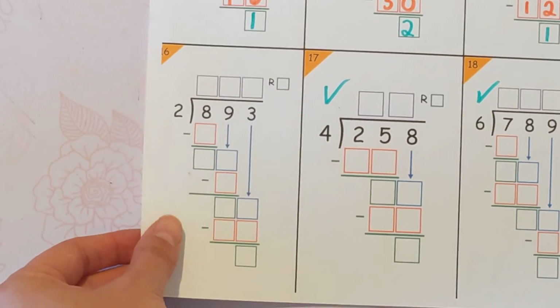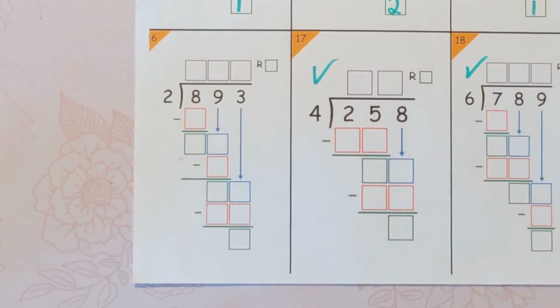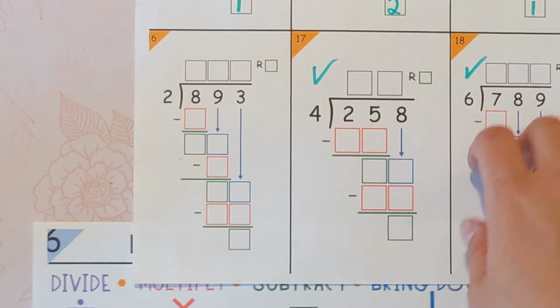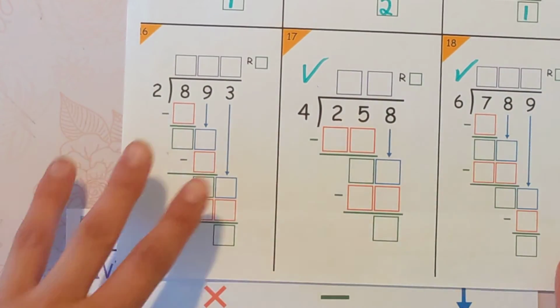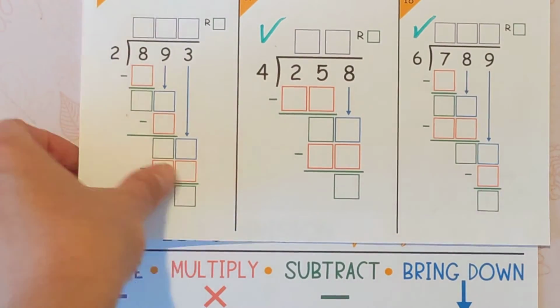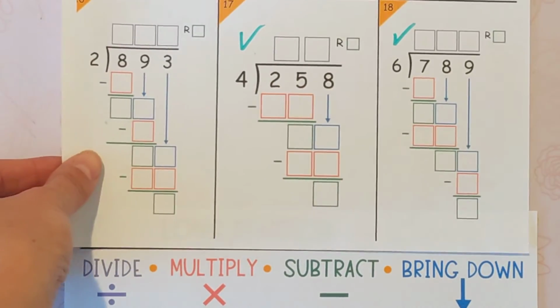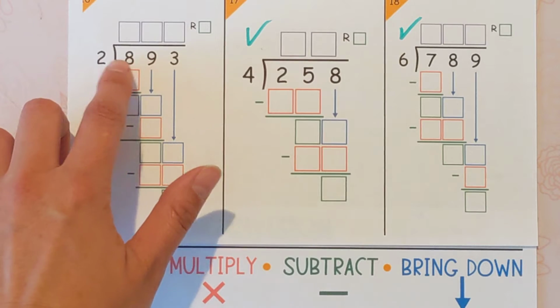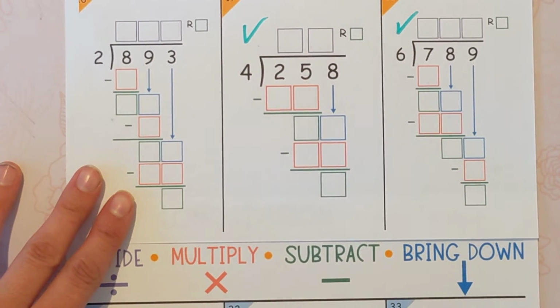Hi everybody, we are doing long division, standard algorithm, and we are going to do 893 divided by 2. So you can follow along with me if you have these worksheets, or if you don't, you can still just grab a piece of paper and write this out and you can practice with me.